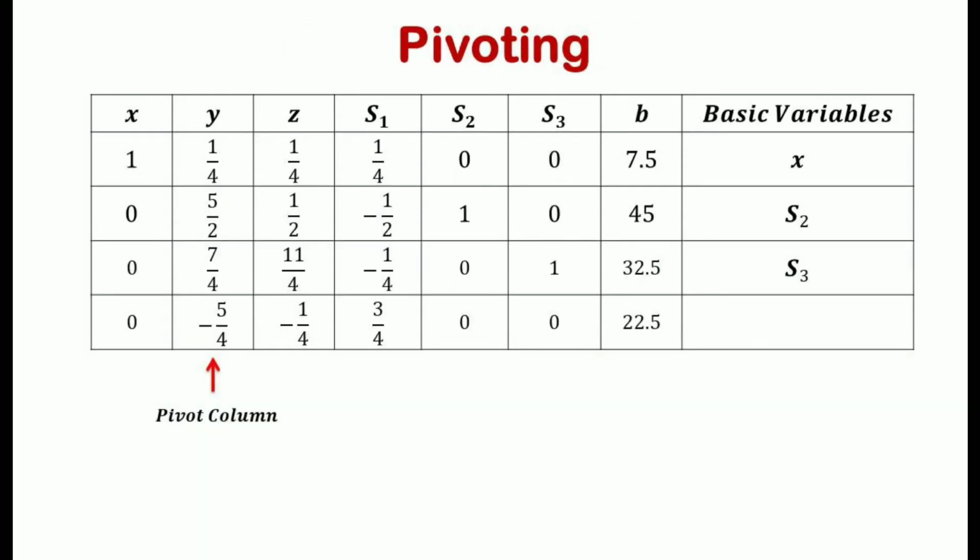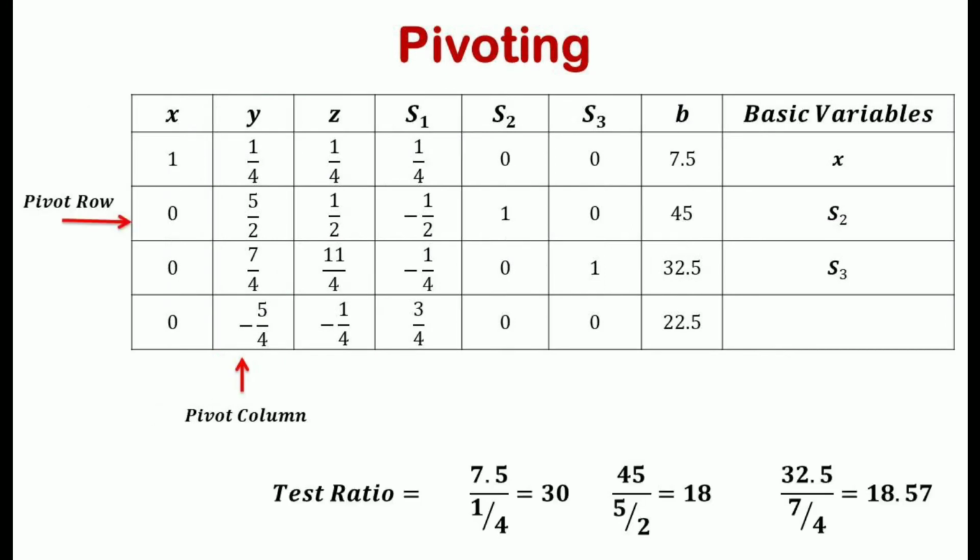So this is our new table. From the bottom row of the table, which has the new coefficients of the objective function, pick the smallest negative value in the bottom row. So that is here minus 5 upon 4. So this column is marked as the pivot column. Once the pivot column is fixed, the next step is to find out the pivot row.